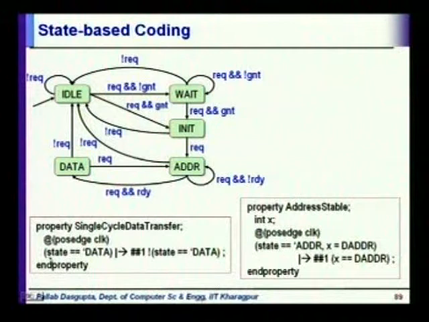And then you can also write it like this: single cycle data transfer. You write state equal to data, then next cycle state is not equal to data. It's simple, right. Most of the complexity of the protocol is not there in the assertion anymore.